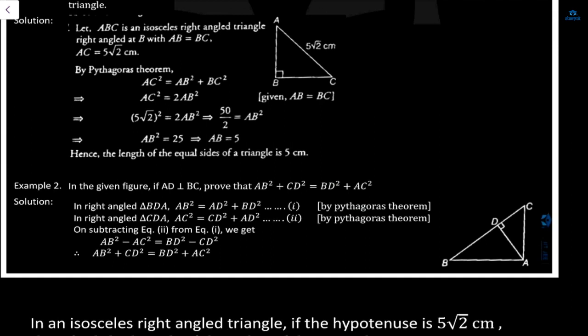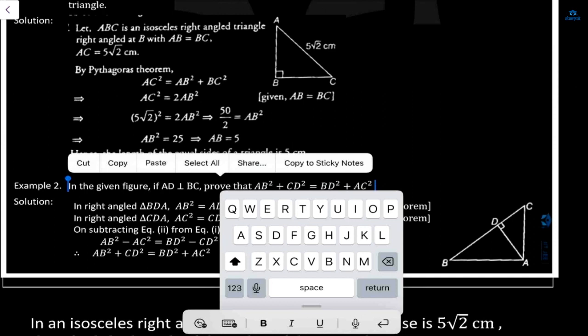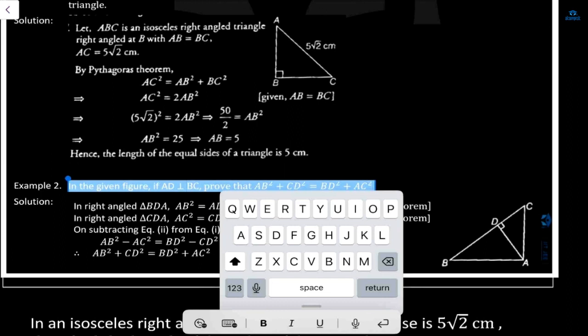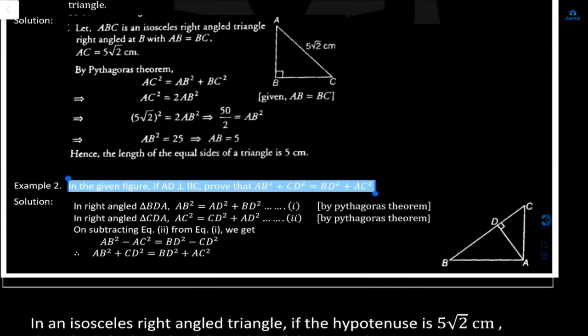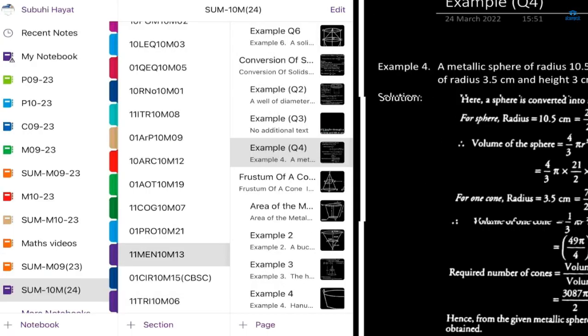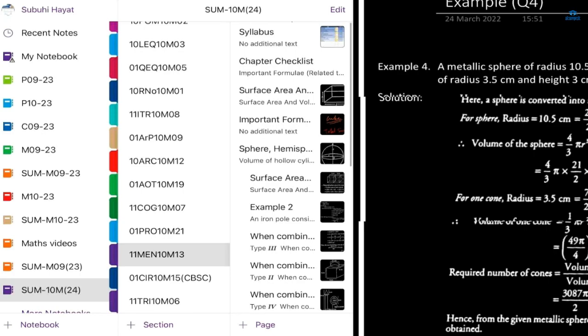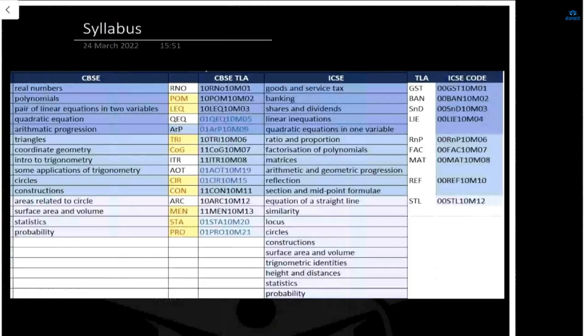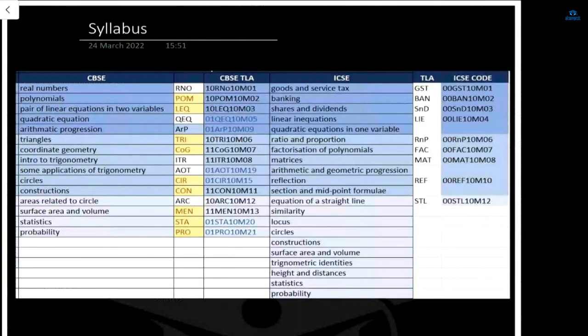Ma'am, which chapter is mensuration? Mensuration is all these shapes: triangle, cone, circle, all the shapes. Is it a chapter or are you generalizing it? I think in your book also mensuration is written. Surface area and volume. Okay, we call it mensuration.